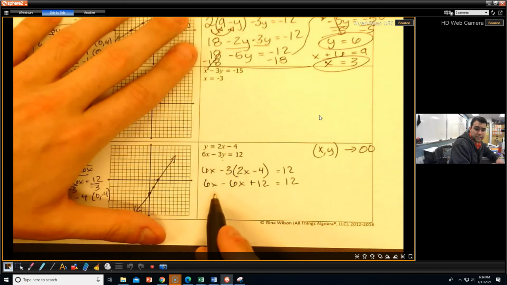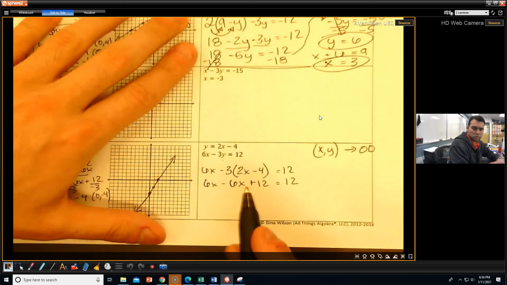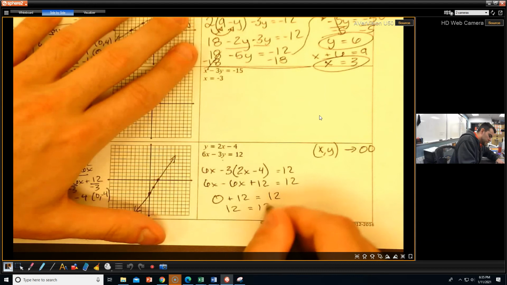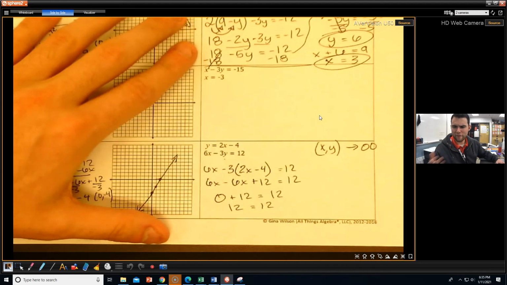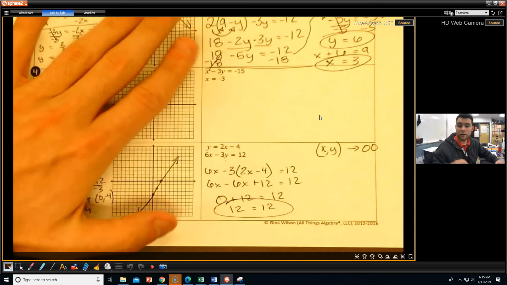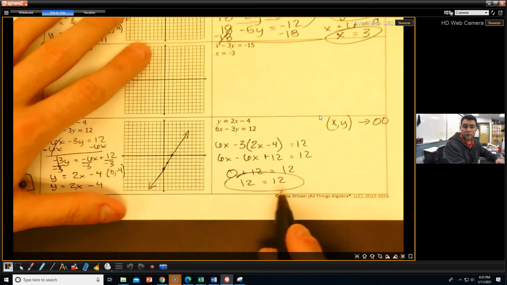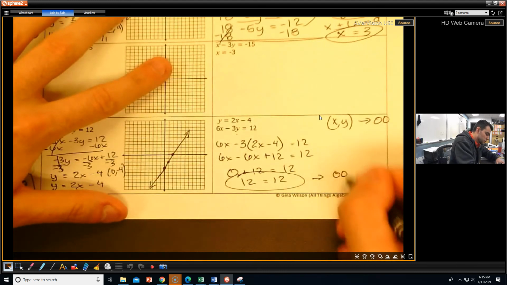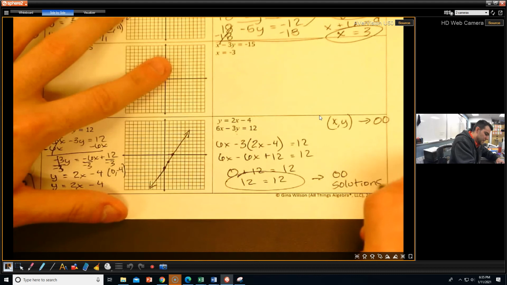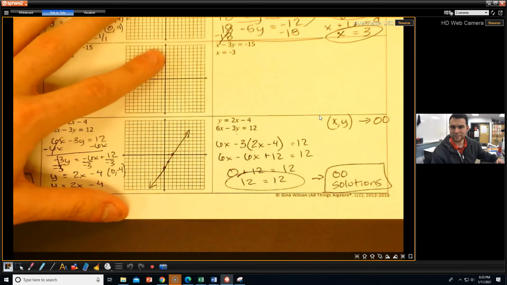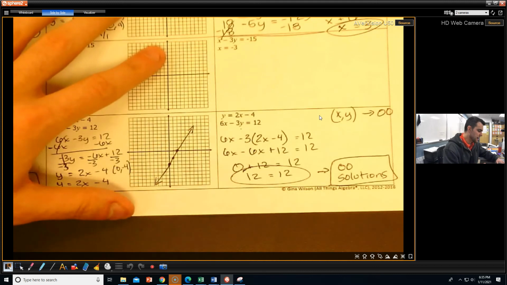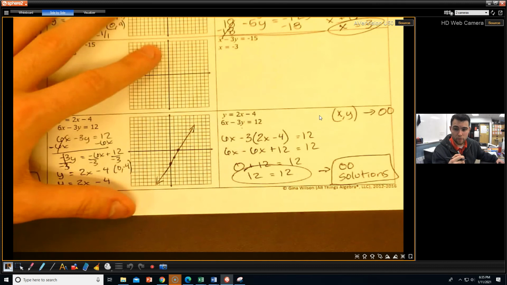All right, so the 6x minus 6x, that's 0. Plus 12 is 12, right? So 12 equals 12. But we don't have a variable at all. We don't have x equals or y equals. Turns out, when you get something like that, that means this is infinite solutions when it comes to substitution. Kind of something we didn't see before, right? And so we're going to see more of this as we go, and kind of help you guys out a little bit more in case you run into it.